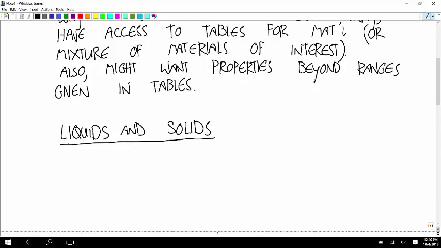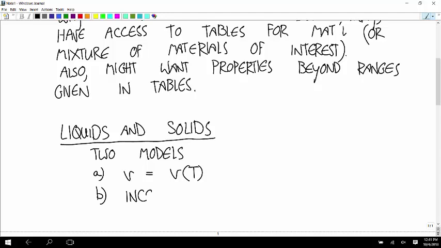And we're going to break this up into two different models. The first one is where the specific volume is treated as a function of temperature. And the second one is treating it as incompressible, where the specific volume is treated as a constant.